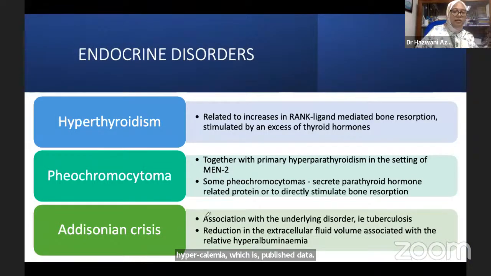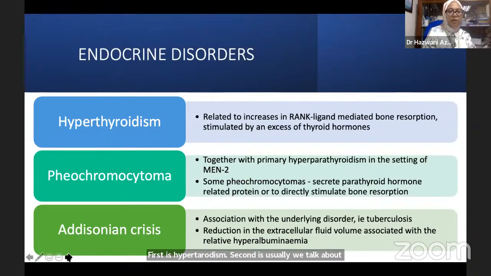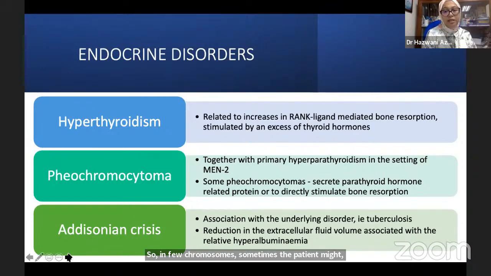So what about the endocrine disorders? These are the three main endocrine disorders that might lead to hypercalcemia. First is hyperthyroidism. Second, usually we talk about the Addisonian condition. And the third one is pheochromocytoma. So how does hyperthyroidism lead to hypercalcemia? It is related to the increase in RANK ligand mediated bone resorption, which is stimulated by the hyperthyroidism. In pheochromocytoma, sometimes the patient might present with hypercalcemia because they have concomitant primary hyperparathyroidism in the setting of MEN2. And some pheochromocytomas are also documented to secrete PTHrP, which can lead to hypercalcemia from the stimulation of bone resorption.